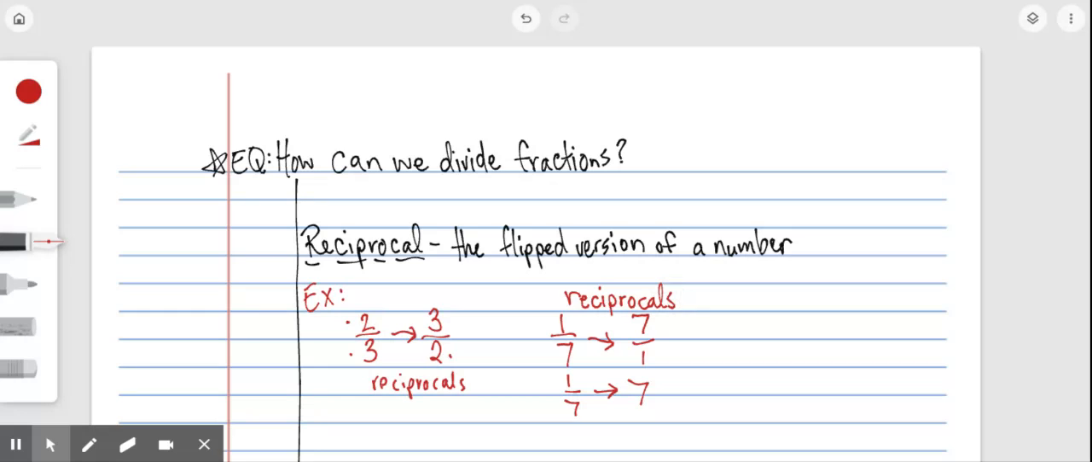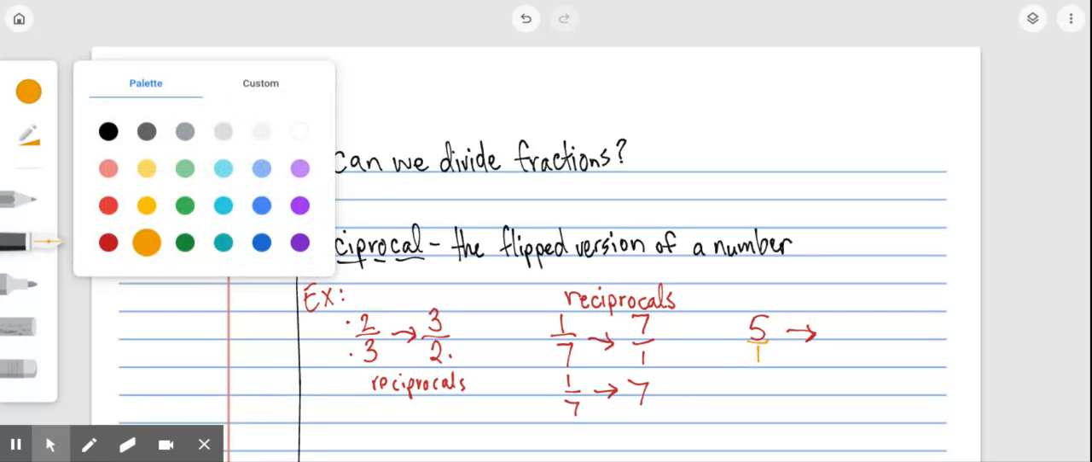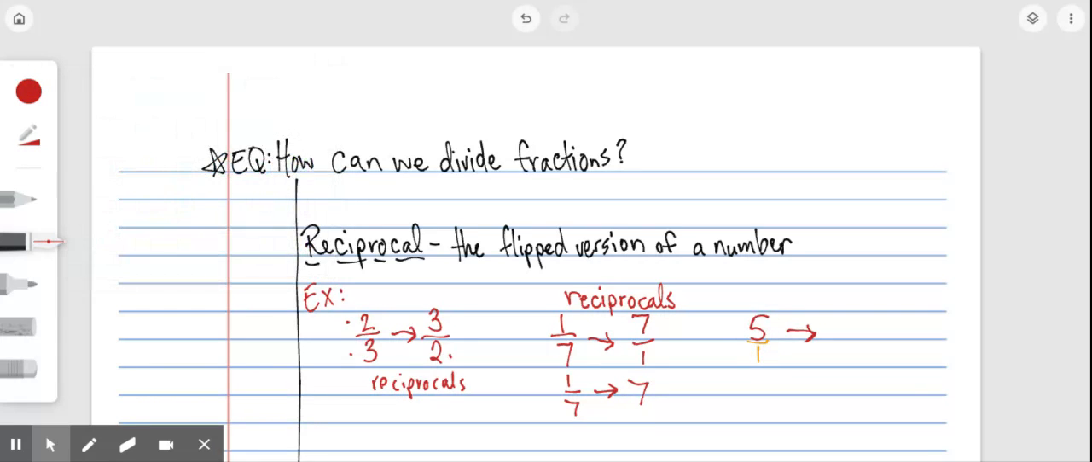Which can go backwards too. So if you have like the number 5, I know that 5 is actually the number 5/1. There's a little hidden over 1. Remember, because we talked about this when we did fraction multiplication, which means its reciprocal is 1/5. These are reciprocals. So all you're doing is just flipping them over a fraction bar.